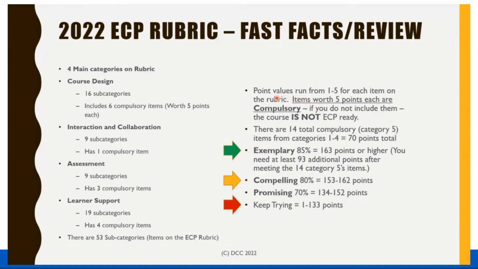Interestingly enough, remember that point values run from 1 to 5 for each item, and the 5 points items are compulsory. You have to have them. If you leave off one, your course is actually not ECP ready. What I think is interesting are there are 14 total compulsory items, category 5, I guess what I call them, and they add up to 70 points. So even if you include all the compulsory items, you only have 70 points. You still have to earn 93 additional points for your course to rate as exemplary. So they're good to have, and you actually have to have them, but you still got to include several others to get there.